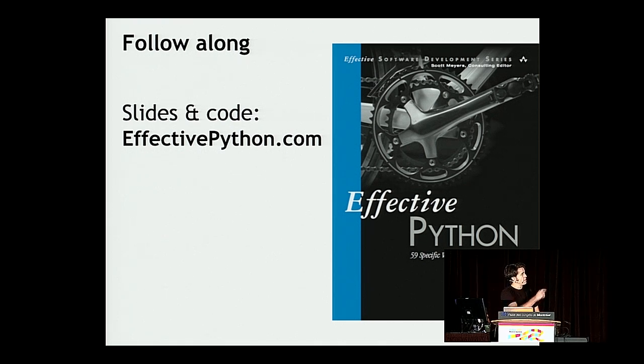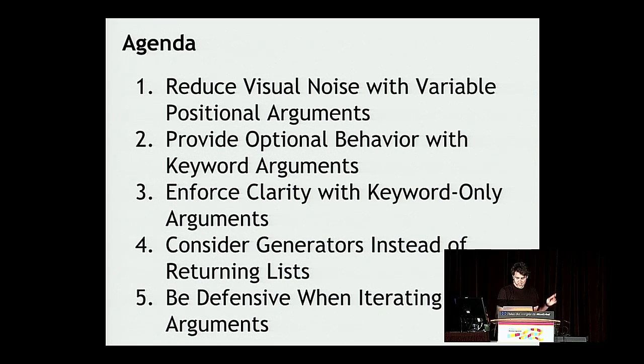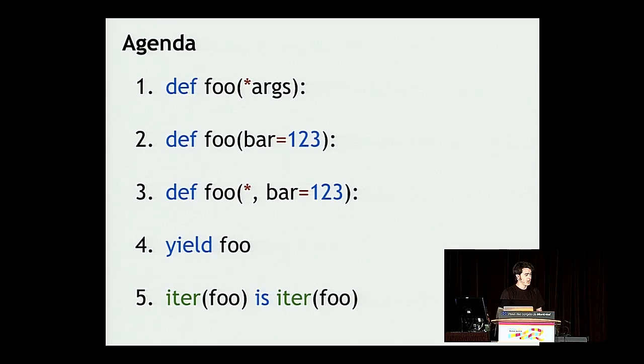This is the book. This is where you can get the slides and code. There's a link at the top if you go to effectivepython.com. It's supposed to be a novice talk, but it's more like every slide is novice, but put together it's really confusing, perhaps. So please follow along. This is the agenda. That's a lot of words, so I'm going to just go as I go.